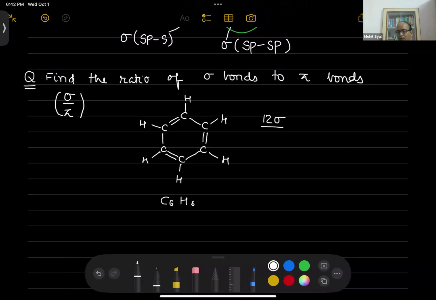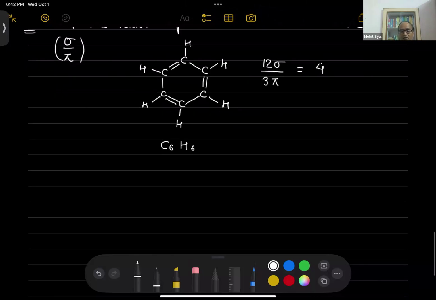Nabila, is it clear or not? And 3 pi bonds. So the ratio is 4. Okay. Next question.